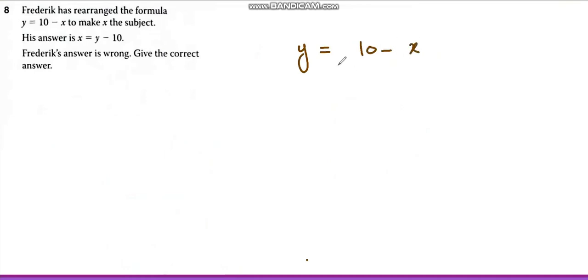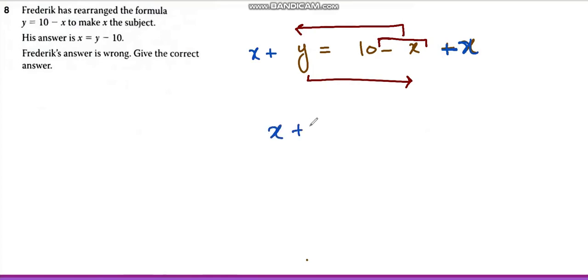So to make x the subject, we have to separate this x, but here x is a negative number. To make it positive, let's shift this negative x towards the left and this y towards the right. Definitely, if we want to remove negative x on the right side, we need to add x on both sides. So look, I'm adding x on both sides. So I will get x plus y equals 10, and here x and x will be cancelled.